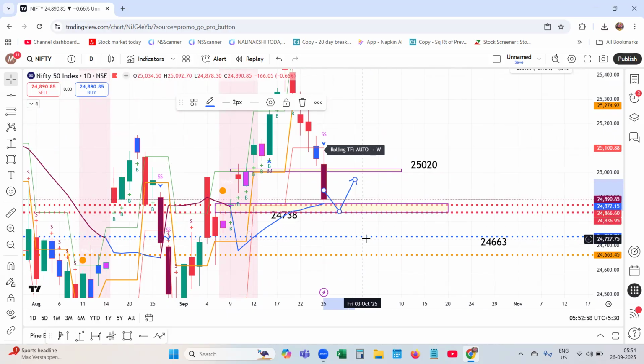24,829, the next level for the market is 24,738. I don't think that after a big range bar, the market will fall immediately. It will pause, and then it will decide whether to go down or whether to reverse back and climb the hill. So after this pause, if it starts climbing the hill of 25,020 to 25,091, then a reversal will come in the market.